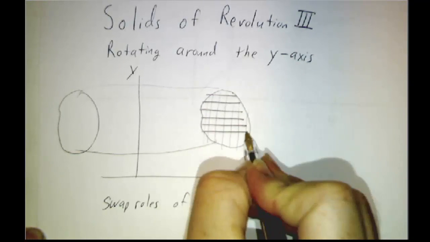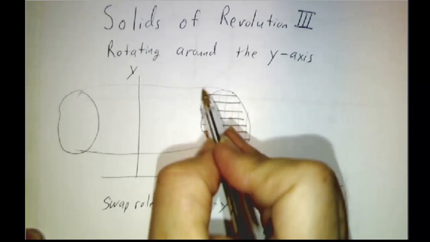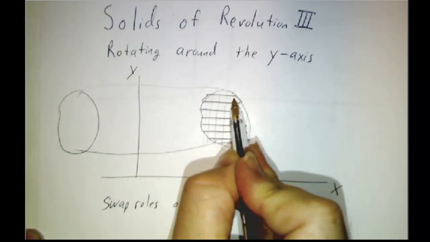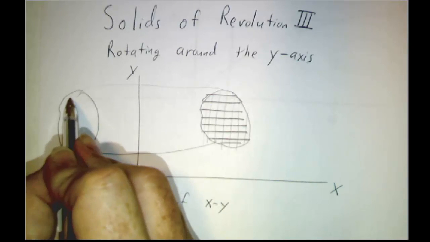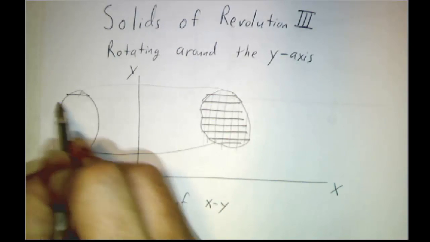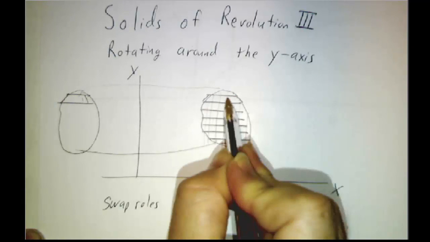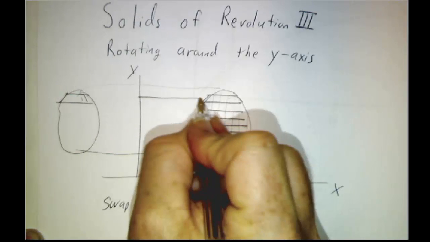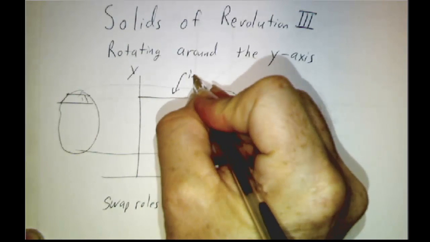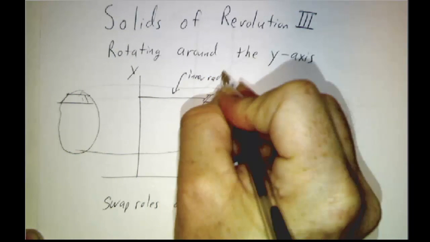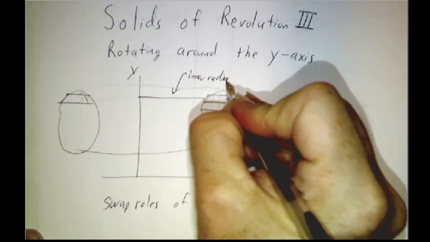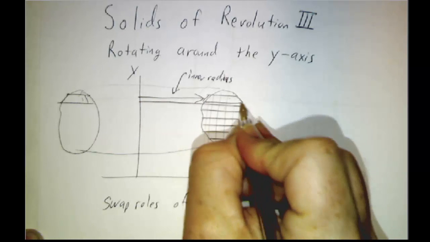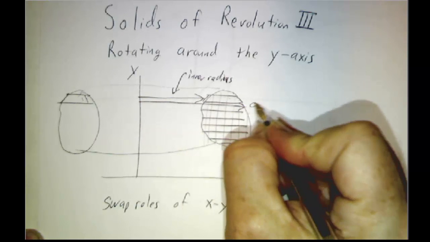We take our region, we slice it horizontally, and then we say, what happens when you rotate this interval around the y-axis? Well, you get a washer. You get this region spun all the way around. You get a washer whose inner radius is that distance and whose outer radius, that's the outer radius.